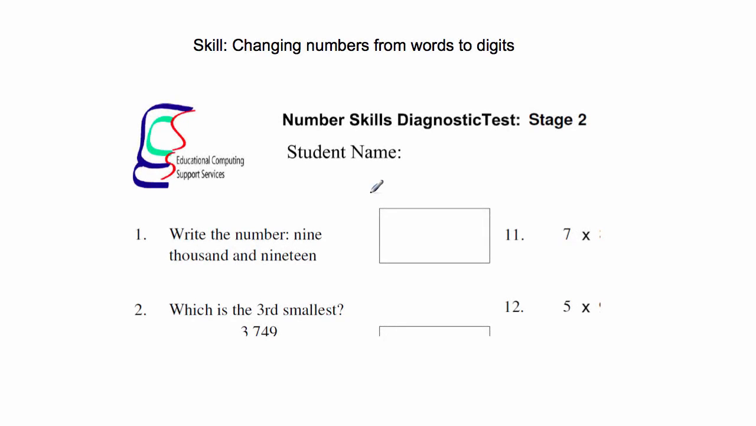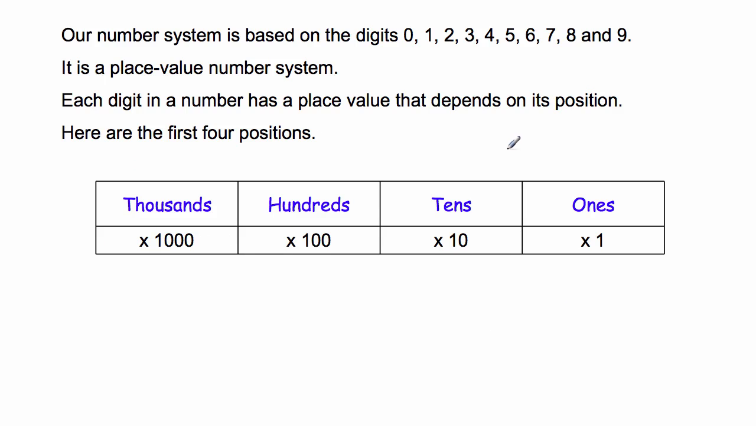In this lesson, we're going to have a look at the skill of changing numbers from words into digits. Here's an example of a question from the diagnostic test that shows you the type of question that we'll be working with. Write the number 9019.